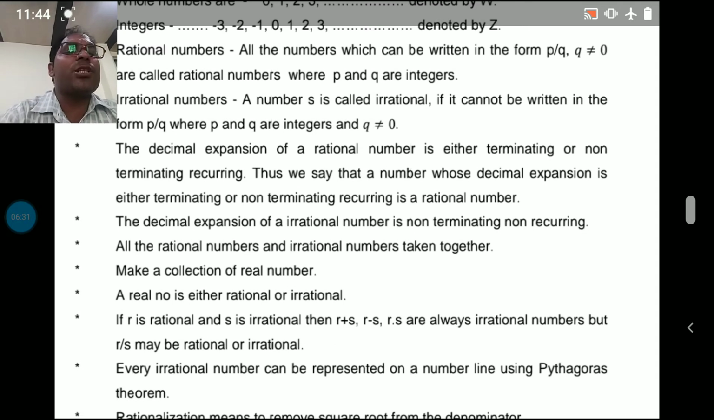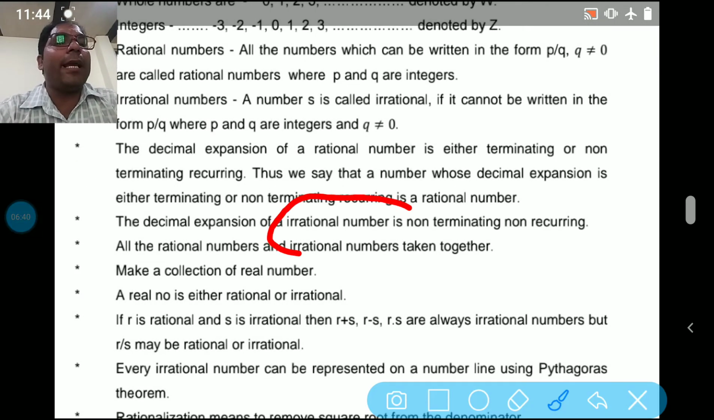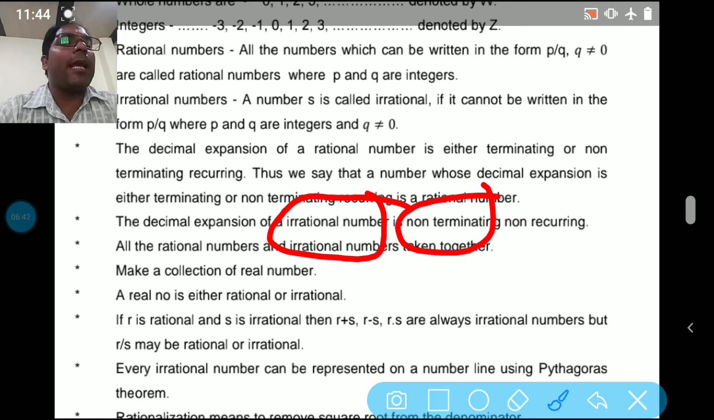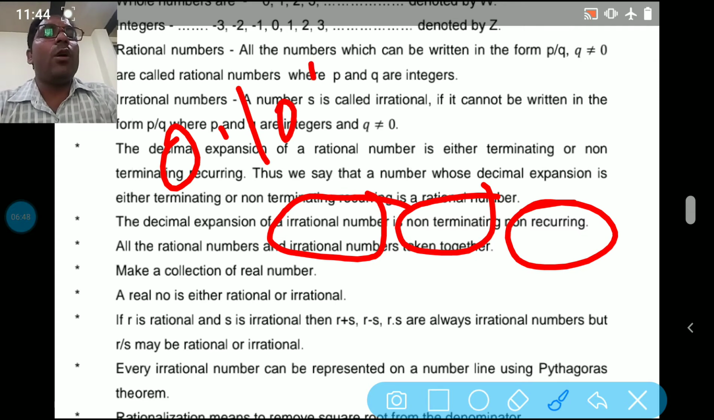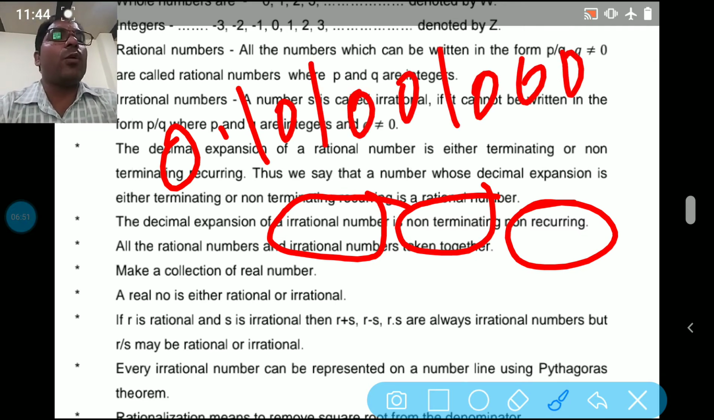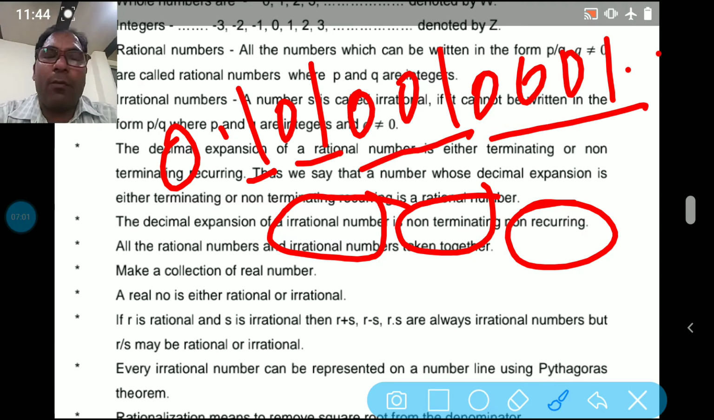Next, the decimal expansion of an irrational number is non-terminating, non-recurring. Now we are talking about the irrational number that is non-terminating and non-recurring, meaning non-repeating. For example, 0.101001000100001, and so on. Here you can see there is no proper digit which is repeating. After the decimal only 1, then 01, then 001, then 0001. So no proper value is repeating, and still there is a remainder. So this number is called an irrational number. This is a non-terminating, non-recurring number.